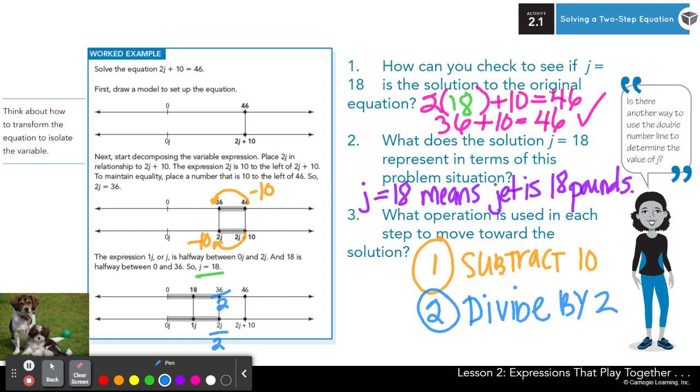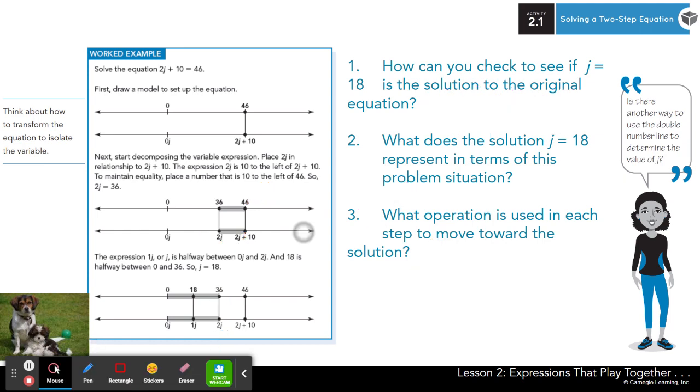36 divided by 2 gave you 18, and 2j divided by 2 gives you 1j, and that 1j is equal to 18. Go ahead and take a second, take these notes. If you don't have them already, pause here. Now you know how to solve an equation using a double number line. Let's go ahead and put that into practice.